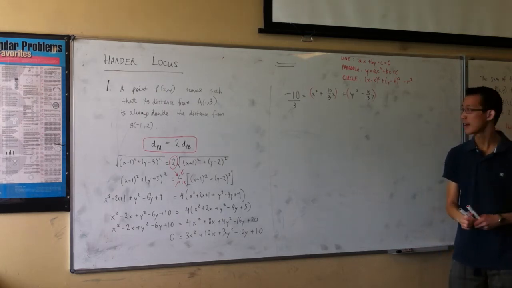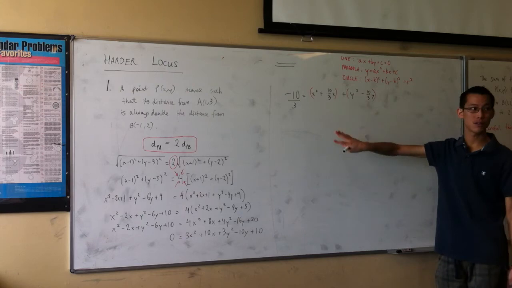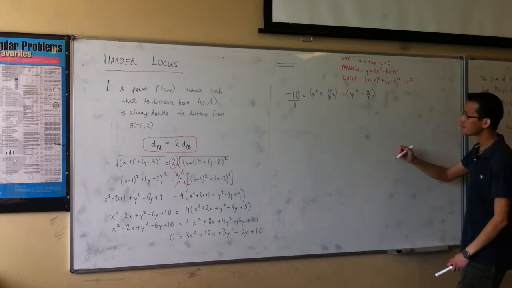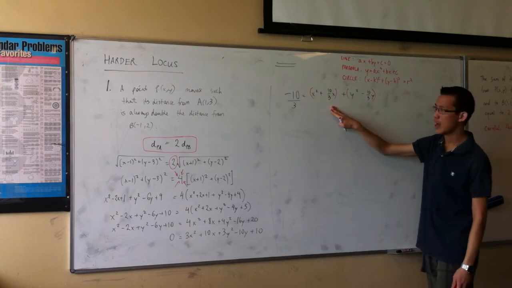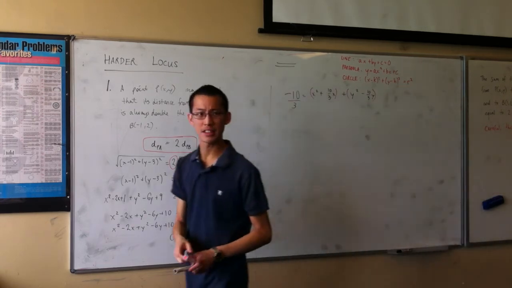There are 2 steps to it. I'm adding stuff to these 2 different things to make them into squares. That's why it's called completing the square. What do I have to add? Look at this. Which number am I paying attention to? The 10 over 3.